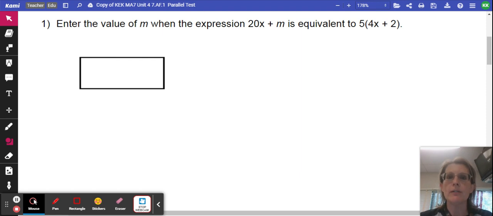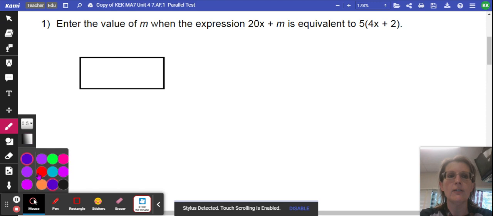At first, this question looks confusing because there's a lot going on here. It tells us to enter the value of m when the expression 20x plus m is equivalent to 5 parentheses 4x plus 2 parentheses. So first thing we want to do is break it down into the parts to make it a little bit easier to work with.